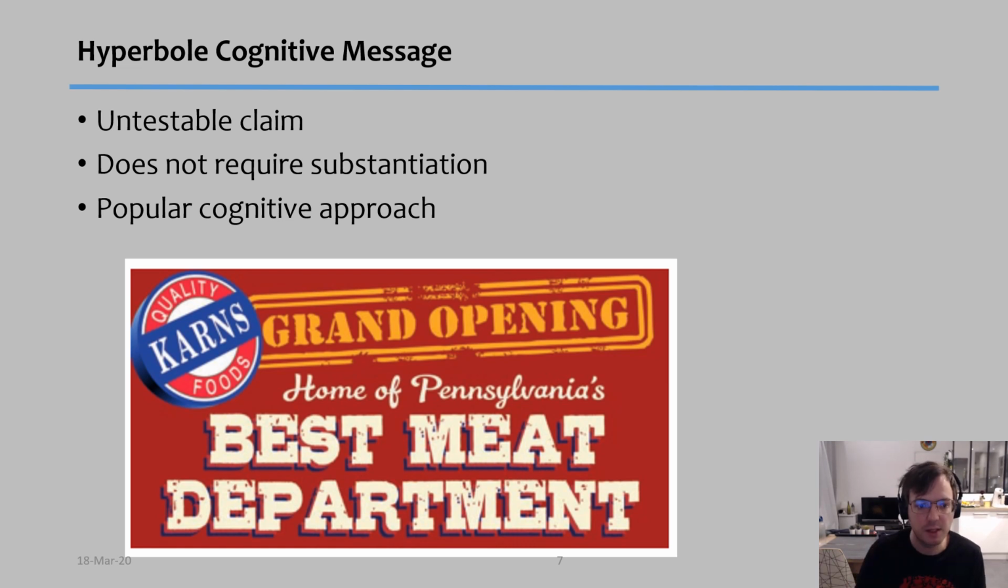For example, here I give an advertisement for a brand called Carnes, and they say grand opening, home of Pennsylvania's best meat department. It's not like there's an association going around giving certificates for the best meat departments in the world, therefore it's impossible to substantiate this claim. It's impossible to prove that they are indeed the best. But that's what a hyperbole is. A lot of times you see a pizza place saying best pizza in the world. It's like, I have never seen a world pizza competition where they give away certificates to the best pizza in the world. So this one would be a hyperbole.